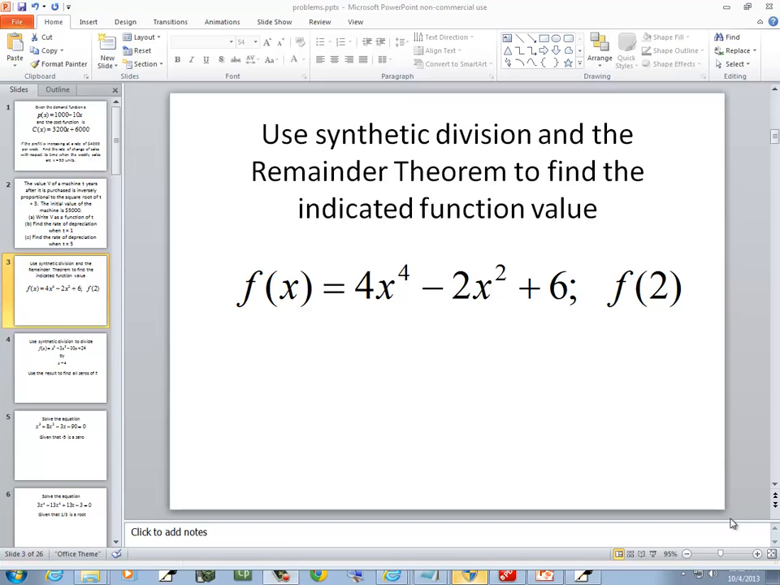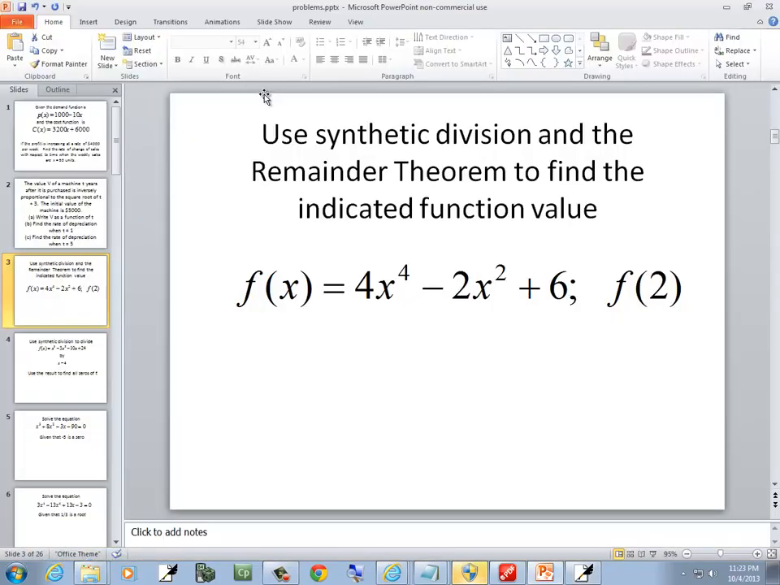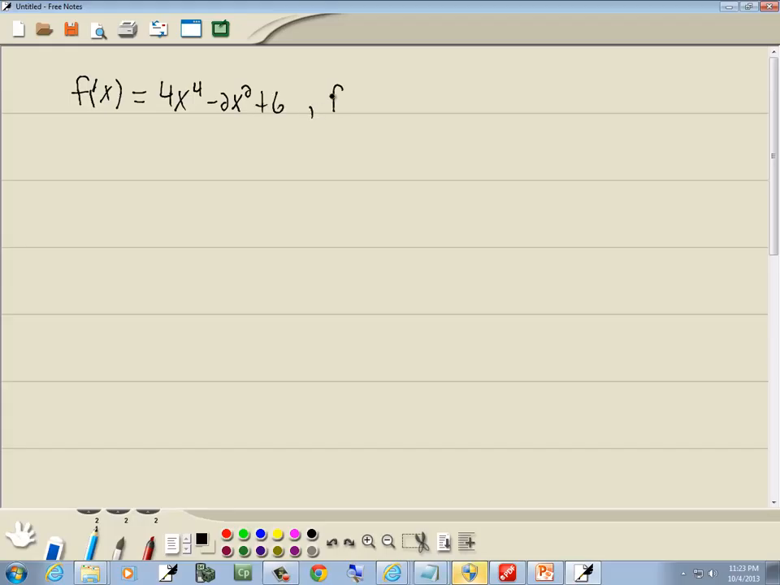In this problem, we want to use synthetic division and the remainder theorem to find the indicated function value. So we've got f of x is equal to 4x to the fourth minus 2x squared plus 6, and we want to find f of 2. Well, we're going to do synthetic division, so we'll take 2 and put it in the box in the upper left hand corner. Whatever number is inside the parentheses right here is always what you put in the box.